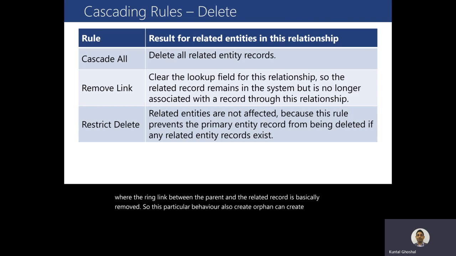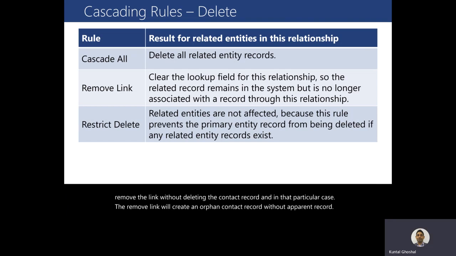Let's say your contact has got a parent account. When you are deleting that parent account, you might choose to delete that child contact record, which is cascade all. You might also choose to just remove the link without deleting the contact record. In that particular case, remove link will create an orphan contact record without a parent record.